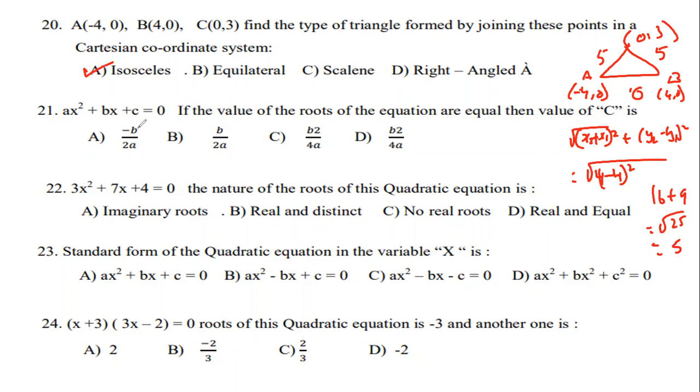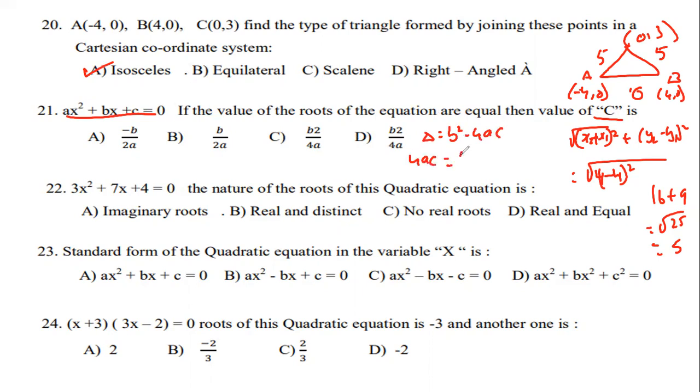Next question. ax square plus bx plus c equals 0. If the roots of the equation are equal, then the value of c is dash. You need to find out the value of c. We know delta equals b square minus 4ac.